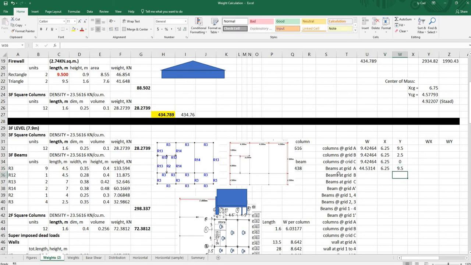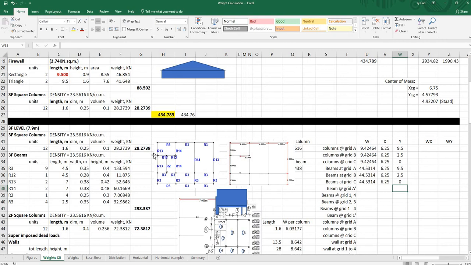And then we have beam at grid B. So parehas din silang R3, so we can copy that. Same with grid C. So magkakaiba lang sila ng centroid. So 6.25, this time this is 2.5. And then 6.25 again, but your y coordinate for the beam at grid C would be 0. And then dito na tayo ngayon. So natapos na natin yung longitudinal beams.